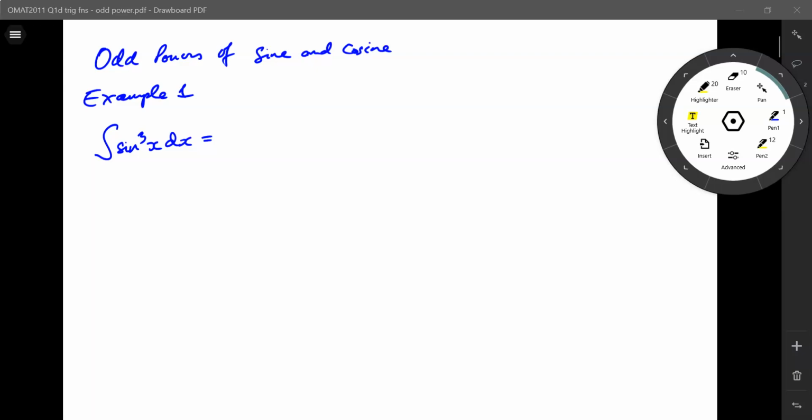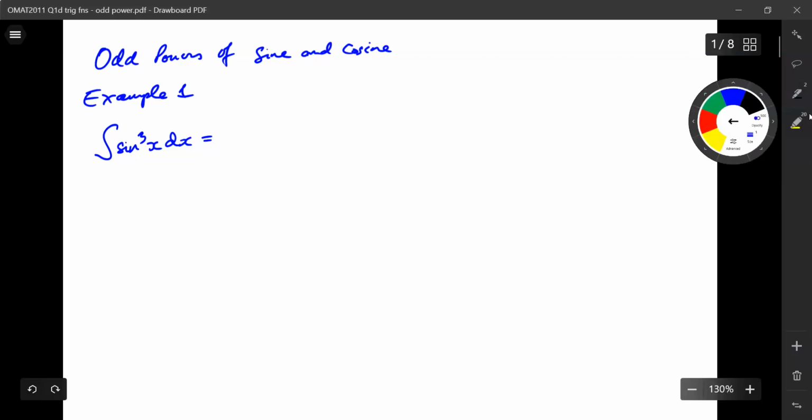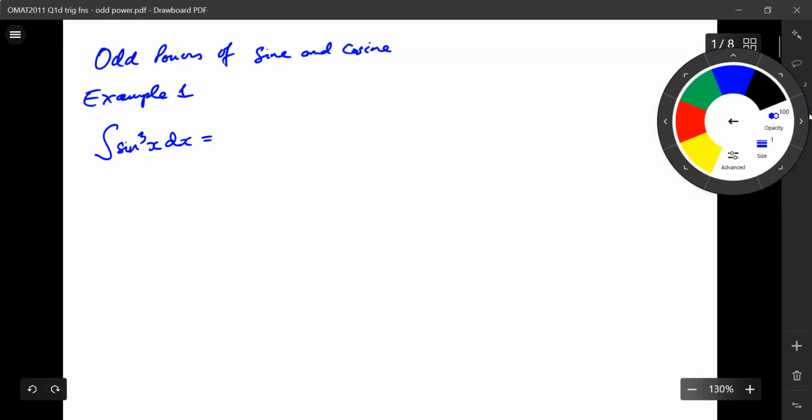Okay, in this video we're going to look at integrating odd powers of sine and cosine and the method for doing this. So the first one we'll start off with is the worked example, the integral of sine cubed of x. So what is the first step here?